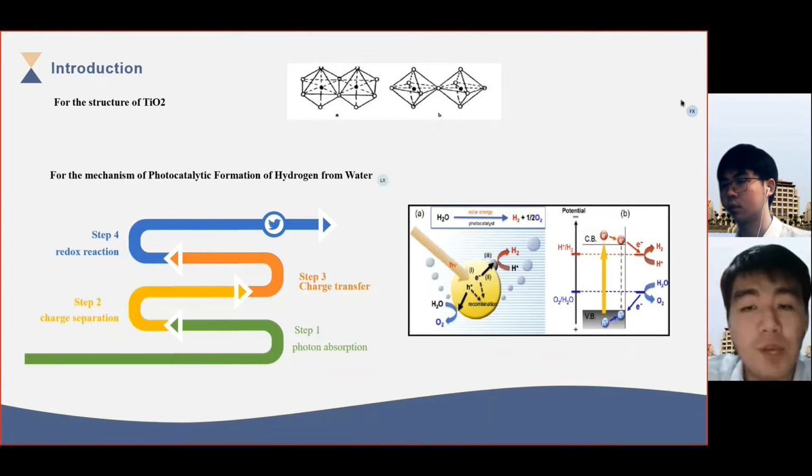For the mechanism of photocatalytic formation of hydrogen from water, it is usually divided into four steps. The first step is photon absorption, and the second is charge separation. The third is charge transfer, and the fourth, the last one, is the redox reaction.